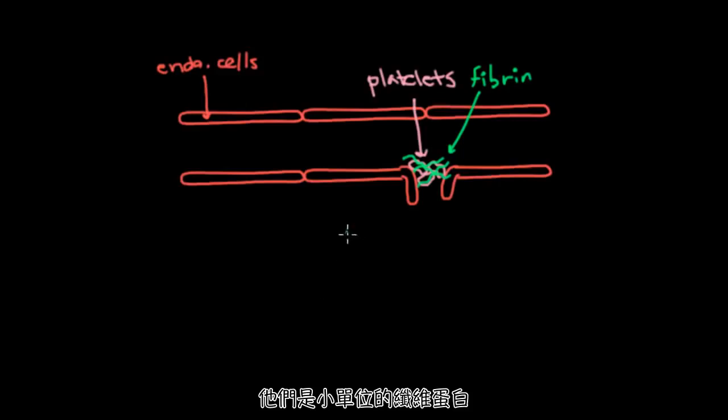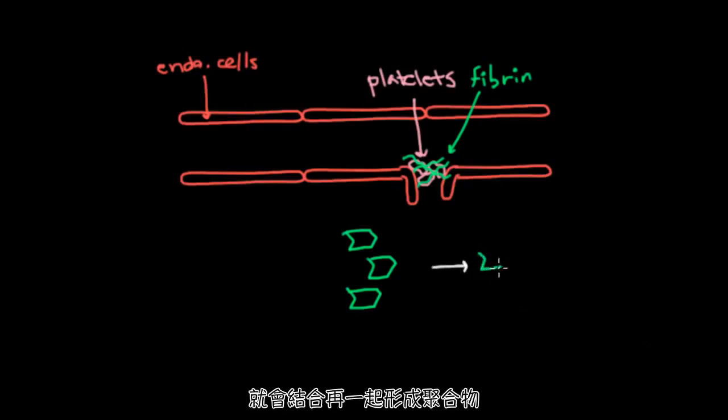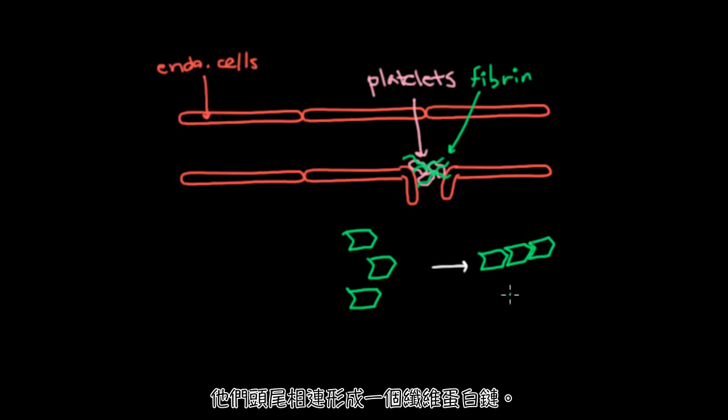Well, they're made up of little fibrin subunits. And these are actually what we refer to as the fibrin molecules or proteins. And these, it turns out, have a natural affinity for each other, so that when you bring them together, they form a polymer. They join end to end, and they create a fibrin strand.